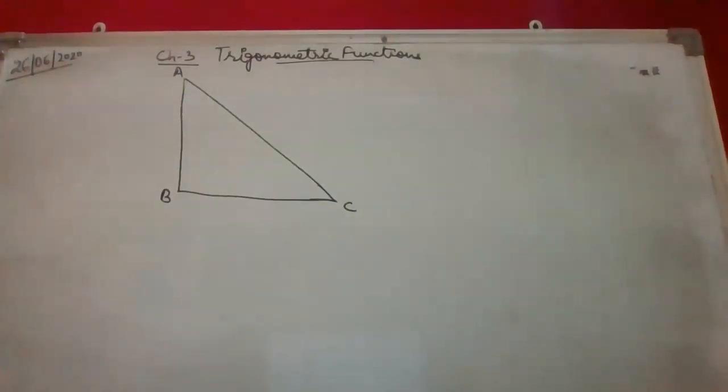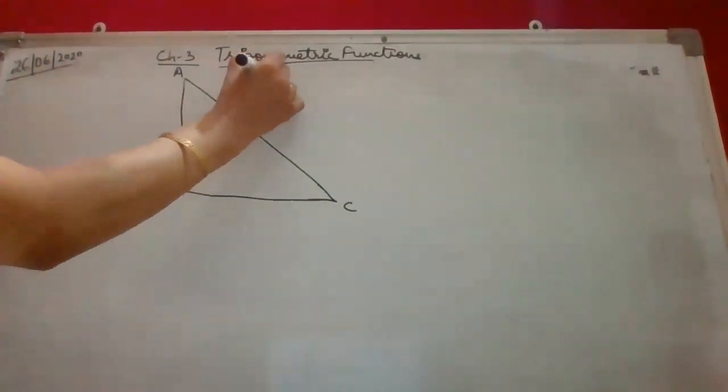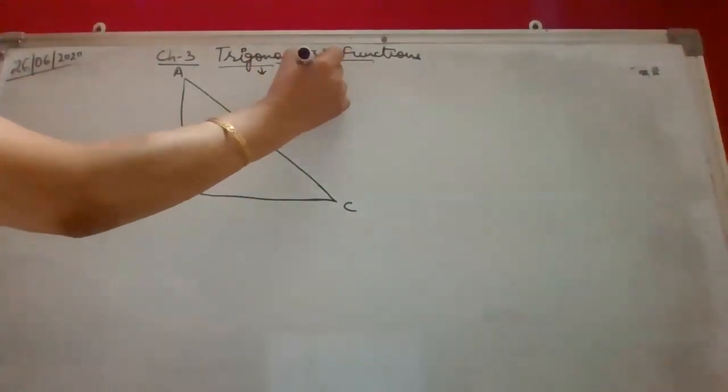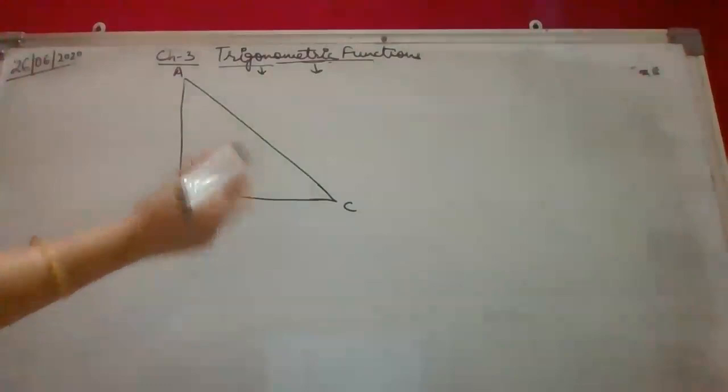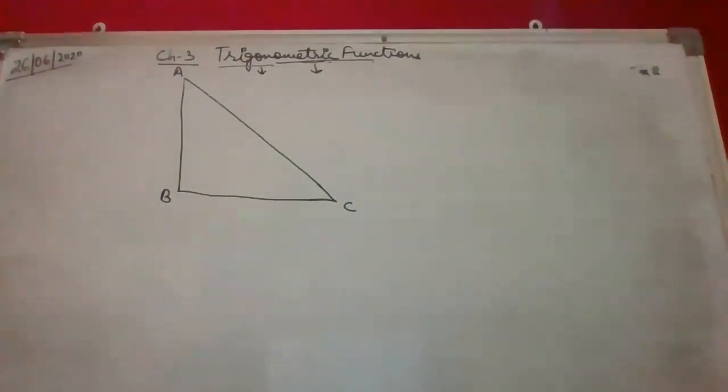So we have three sides. Trigon means three and metric is measure. So measure of three. What is three there in a triangle? Three sides are there and three angles are there. So measure of three sides and angles in a right angled triangle.